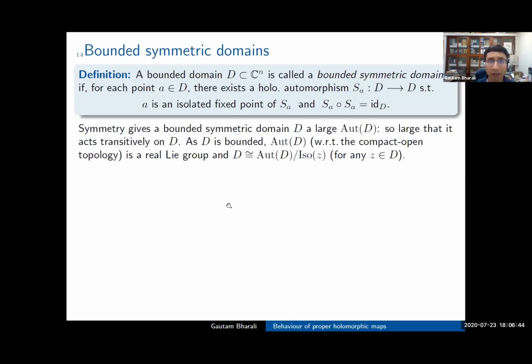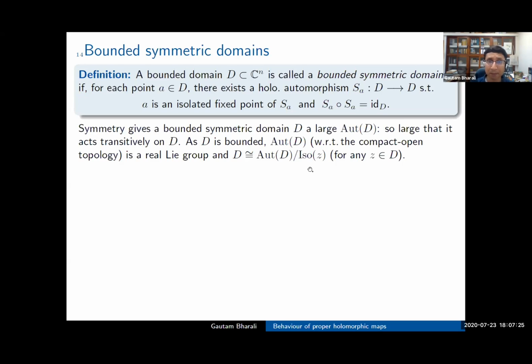Now, the presence of a symmetry at each point allows us to prove that D has a large automorphism group. How large? So large that it acts transitively. This is a very classical result: because D is bounded, the automorphism group of D has the structure of a real Lie group, and D is the quotient of the automorphism group of D, a real Lie group, by the isotropy subgroup.